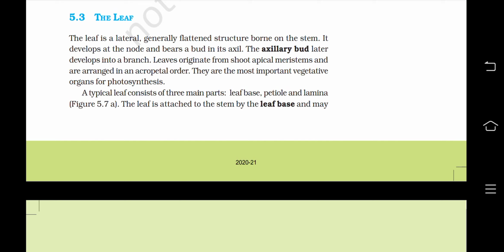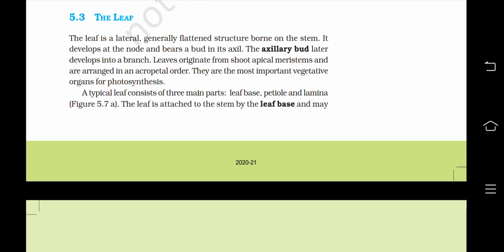Now, what does acropetal order mean? Acropetal order means that the smaller or the newer leaves are coming towards the apex. The older one is behind, then the newer, and then the newest leaf is grown.